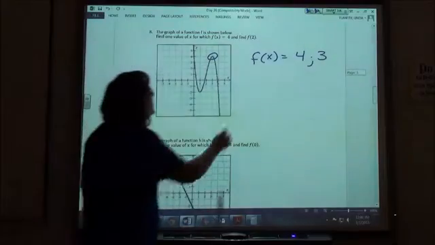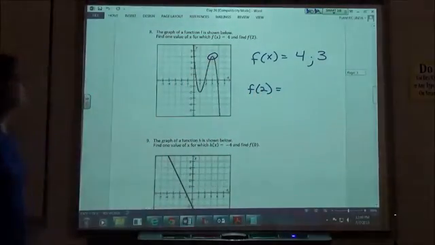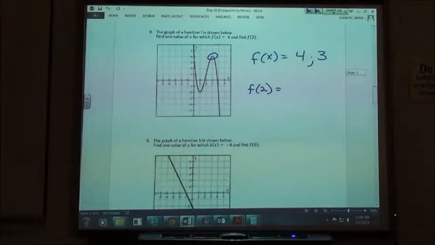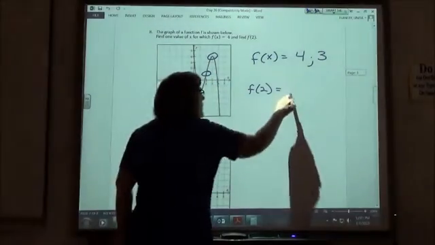And then they want me to do f of 2. So they want you to find a point that has an x value of 2. My corresponding y value would be 1, because I'd be at this point right here, which is 2, 1.